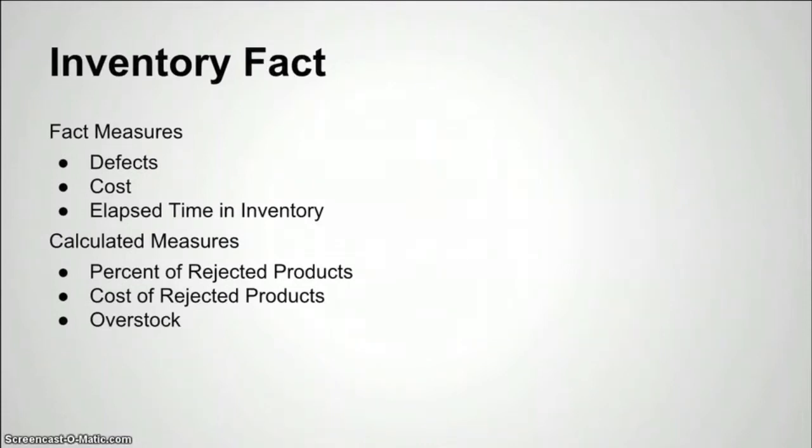And also for our inventory fact, we've got three calculated measures. The first one is percent of rejected products. This will be a calculation of total defects over total inventory. The second, cost of rejected products, will be calculated by total defects times the cost, which is the cost of the rejected products as a total. Our third calculated measure will be overstock. This will be calculated in this way. We will sort all the items that have spoiled, compare the time in inventory that it takes for them to spoil, and then if it's greater than a certain threshold, we'll leave a note that it's overstocked for that item.